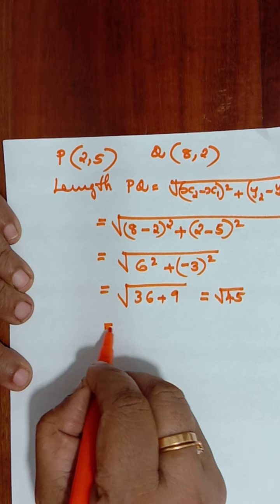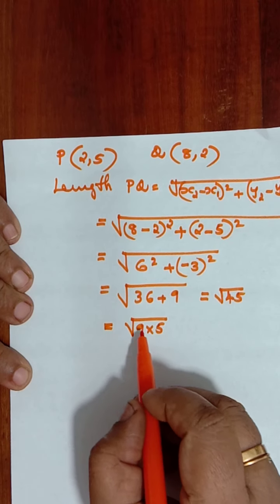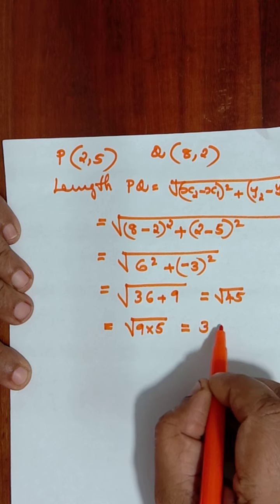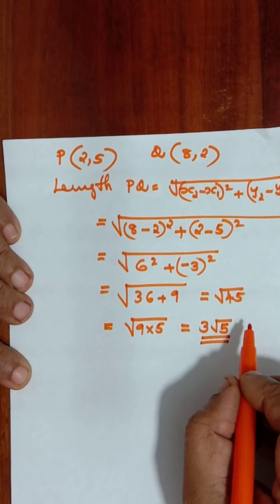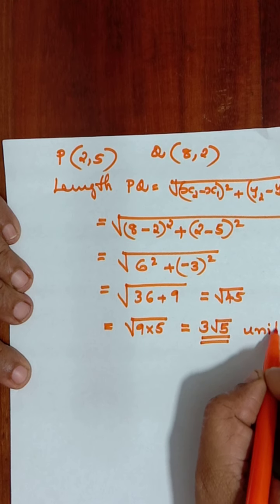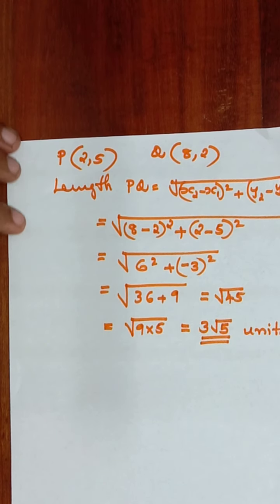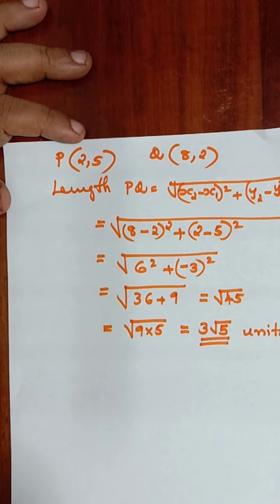Don't you know how to simplify this? 9 5s are 45. 9 is a perfect square. Square root of 9 is 3 and square root of 5 is root 5. So 3 root 5 units. That is, the length of PQ is equal to 3 root 5 units. Hope you understood. Bye.